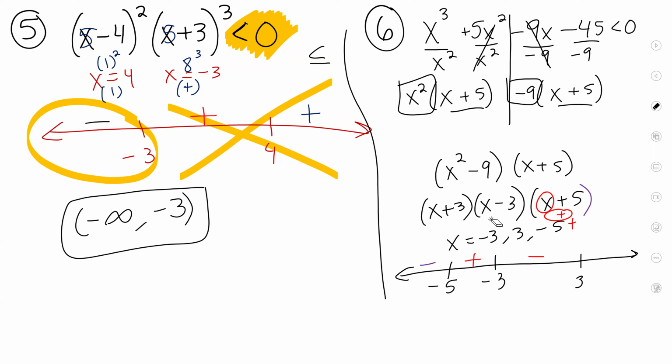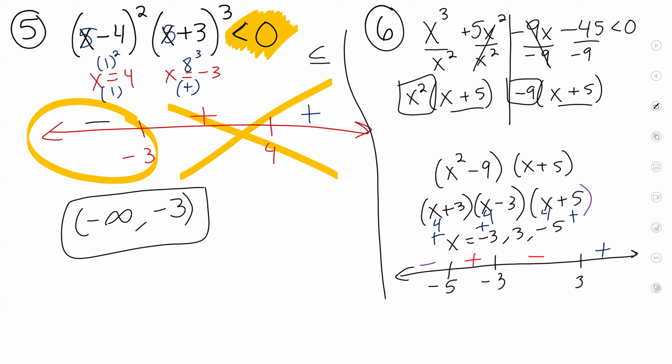Now let's try numbers bigger than 3. So I'll plug in 4. And we'll see what happens. So plug in a 4, 4, and a 4. This is positive, that's positive, and that's positive. So if you multiply 3 positives together, you'll get positive.